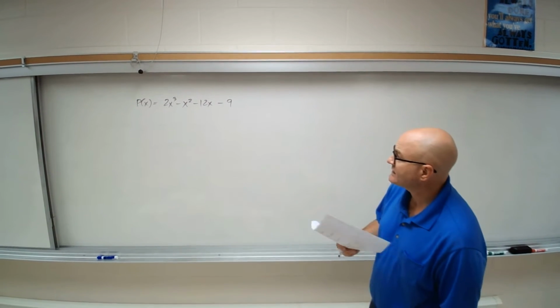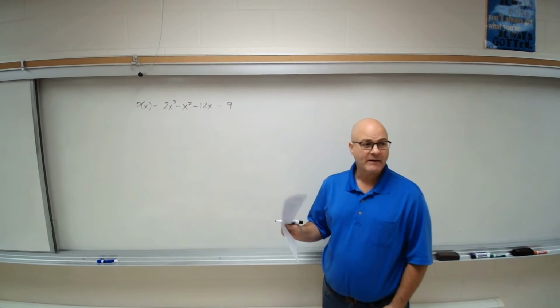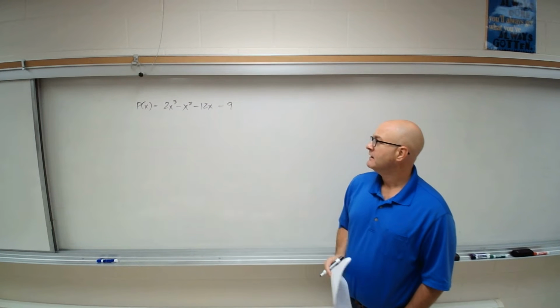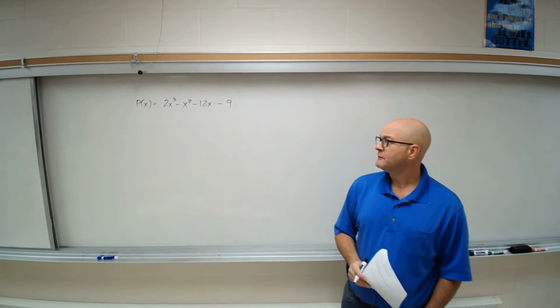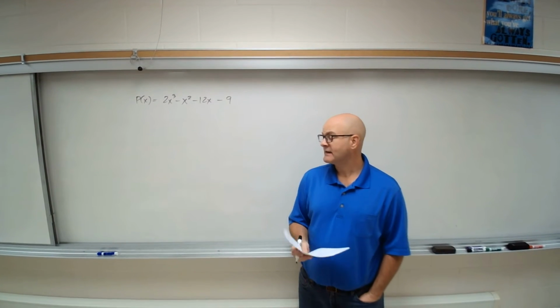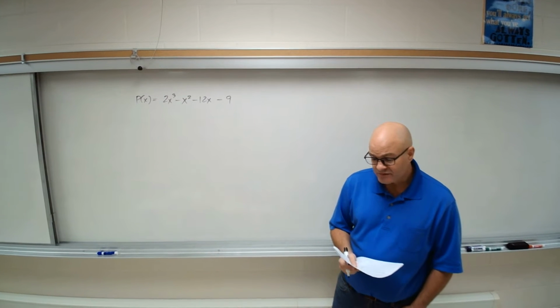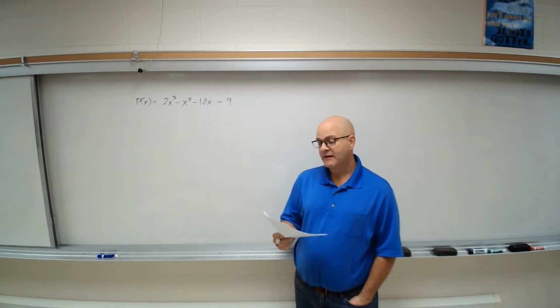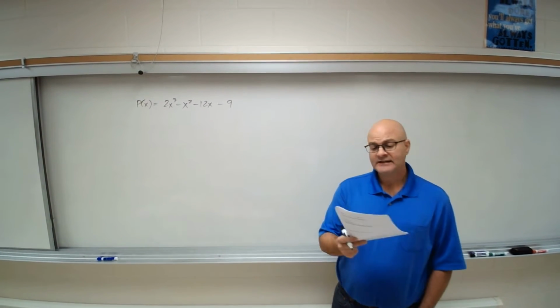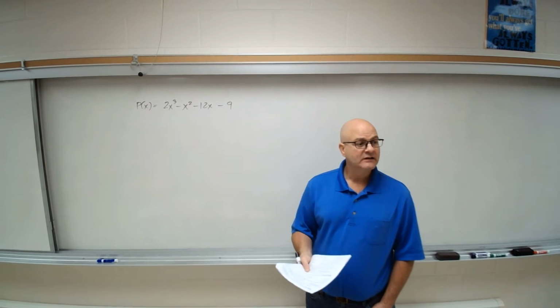Okay, so for our first example here, we have this function. It's on the back of the first page of the packet. P of x equals 2x cubed minus x squared minus 12x minus 9. And we're asked to use the rational zeros theorem to identify the possible zeros, then test them using synthetic division.